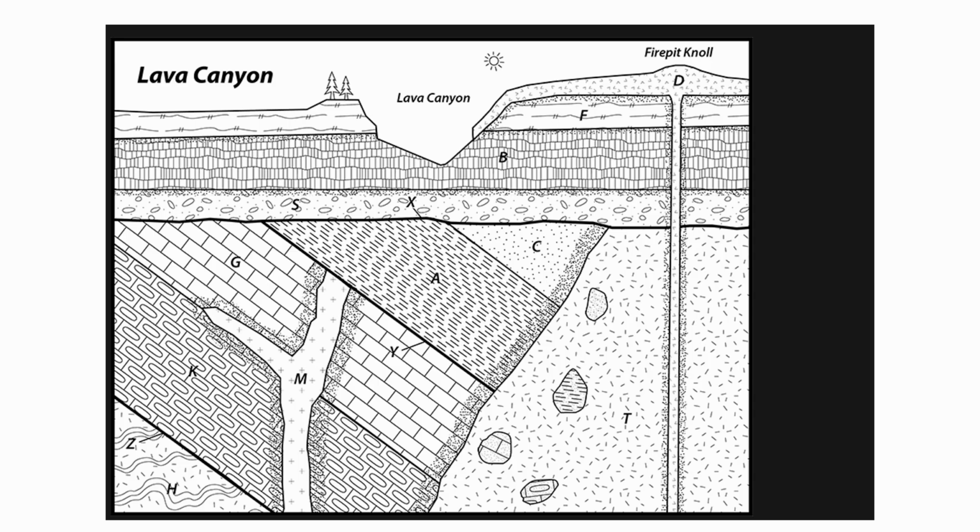The next is layer C, which was deposited above T and above X, which in this scenario is an unconformity, a gap in the geologic record that formed from erosion before younger layers were deposited. After the unconformity X, B was deposited horizontally, followed by F, and then finally D, which is at the very top, making it the youngest layer in the sequence.